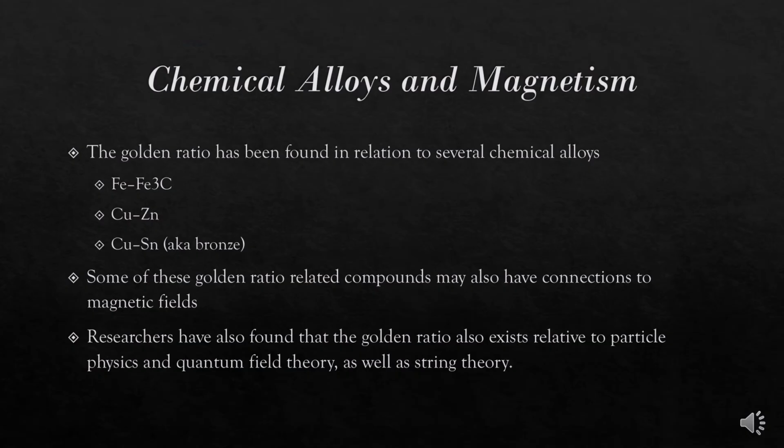Moving on to some specific examples, the golden ratio can be found in relation to different chemical alloys. The first listed here is an iron-based compound that also contains carbon. The golden ratio appears as the proportional differences in the weight of the compound during different phases, specifically the fraction of the ferrite phase to the pearlite phase.